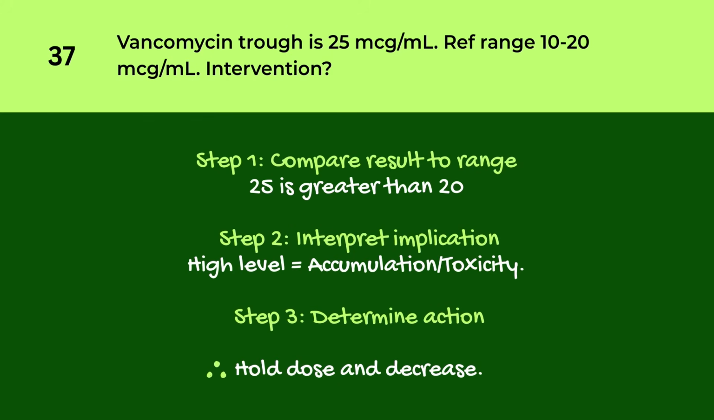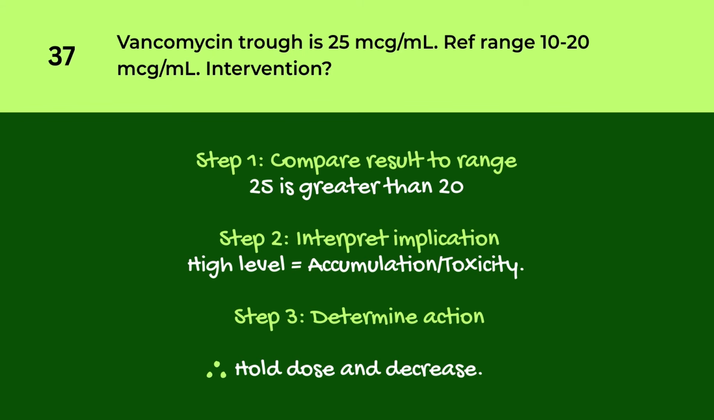Step 1 is to compare the result to the reference range. The range is 10 to 20. The patient's result is 25. Step 2 is understanding the implication. 25 is significantly higher than the maximum of 20. A high trough level means the drug is accumulating in the body, which puts the patient at risk for toxicity, specifically kidney or ear damage.